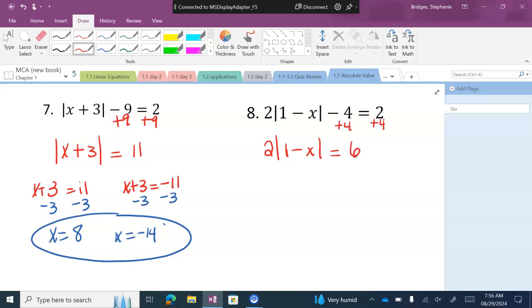Then what would you do to get that x by itself? Divide by 2. Same concept here. You want to get rid of that 2 that's in front of it, not by distributing, but by dividing. So go ahead, divide both sides by 2. Then your absolute value is all alone. You can set up your 2 equations, and you can solve to find your 2 solutions.